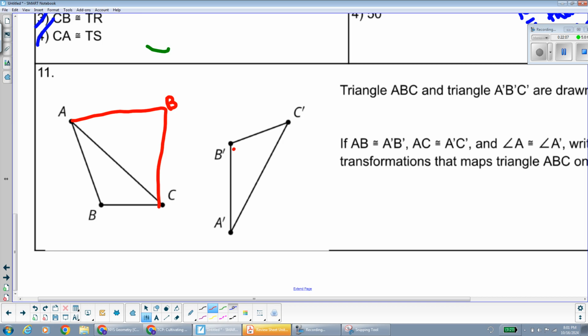So now I want to rotate around point A, counterclockwise, and I want to rotate until AC and A prime, C prime are parallel. So let me show you what I mean by that. I rotated counterclockwise, and I don't want to stop until these are parallel. AC and A prime, C prime are parallel.